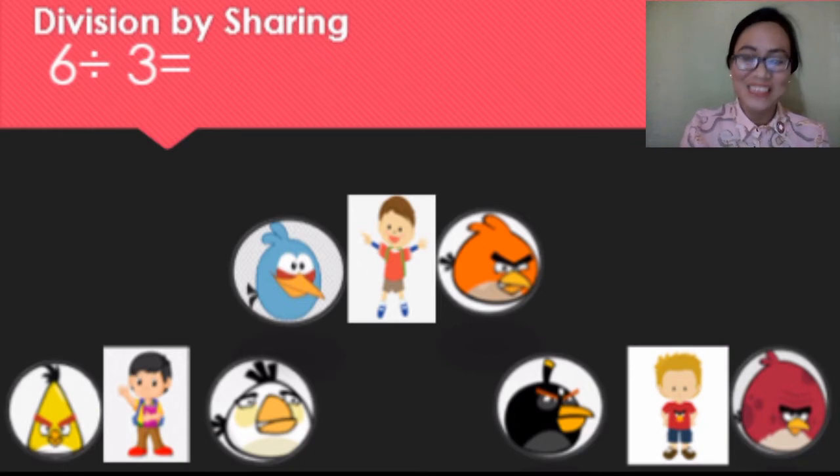You are correct. Each kid will get 2 Angry Birds. So therefore, 6 divided by 3 is equal to 2. Or, if you divide 6 Angry Birds between the 3 kids, each kid will get 2 Angry Birds. Excellent.